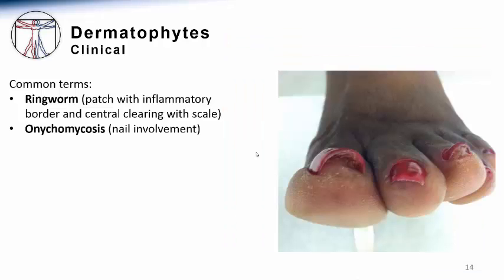Other terms include onychomycosis, indicating nail infection due to the dermatophytes. As demonstrated in this image, onychomycosis typically presents as a chronic and painless thickening of the nail plate with an accumulation of scaling debris in the nail bed. This debris often includes a mixture of human and fungal elements.